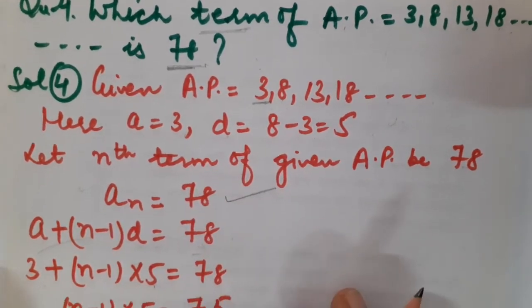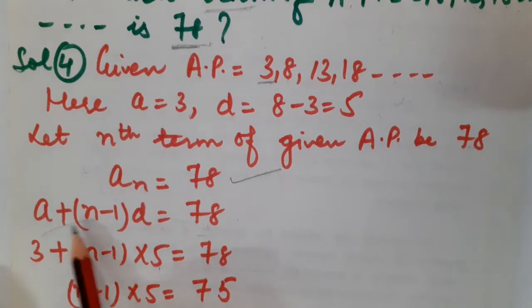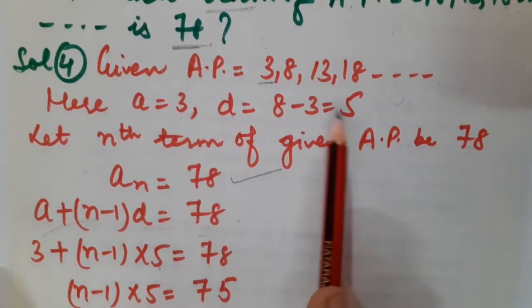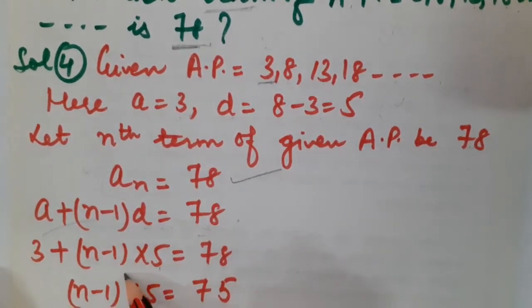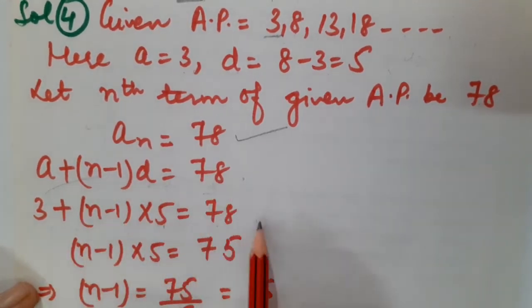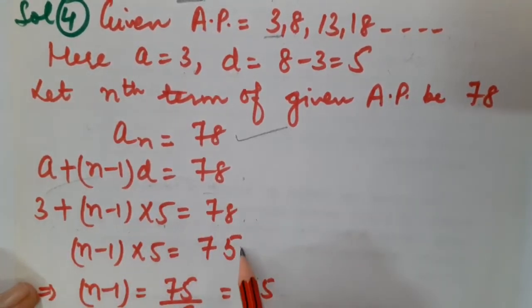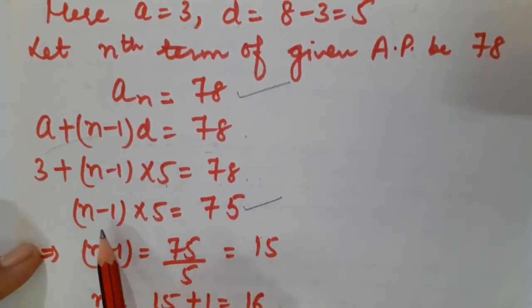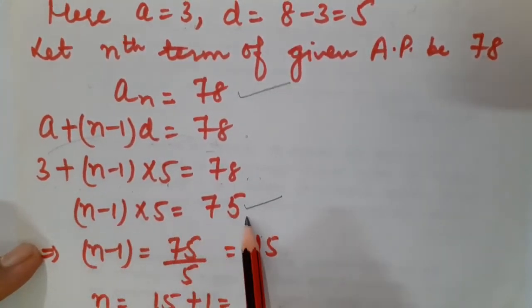The formula I have just made you recall right now. It is A plus (n minus 1) into D is equal to 78. Now put the values of A and D in it so that we can calculate n. This is 3 plus (n minus 1) into 5 is equal to 78. Now this 3 is added on the left hand side, so it will be subtracted on the right hand side. It would become 75. Correct? So the complete equation I have got is (n minus 1) into 5 is equal to 75.